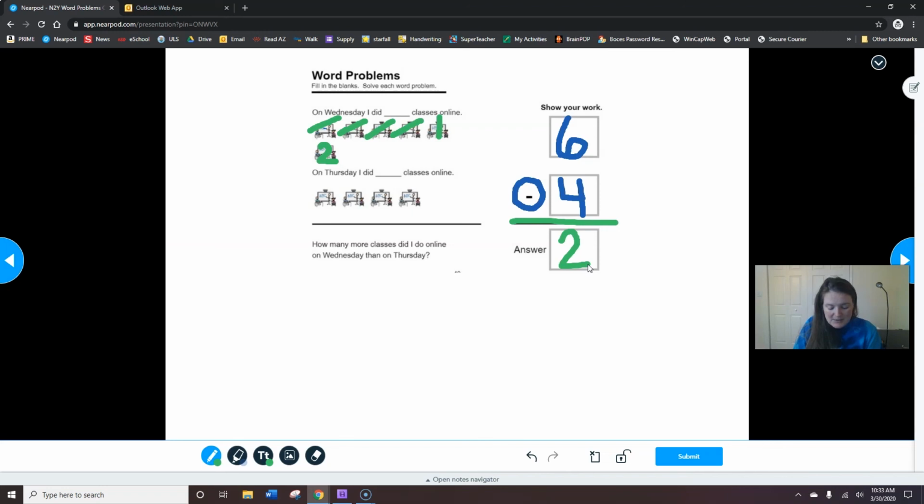So I got 6 paper clips in my hand. Hold on, I won't disconnect. I have 6 paper clips in my hands. 1, 2, 3, 4, 5, 6. I'm going to put 4 back into my container. Ready? 1, 2, 3, 4. So how many do I have left? 1, 2. 6 minus 4 is 2.